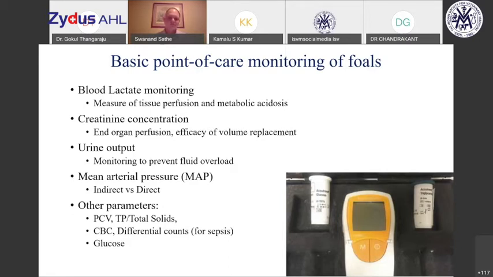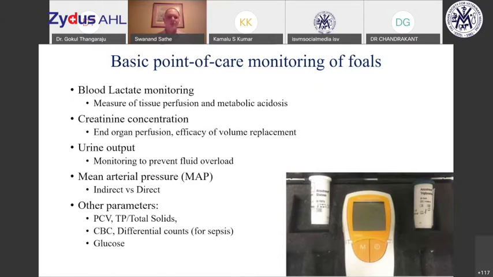Besides these parameters, we measure other parameters like packed cell volume, total proteins, and total solids. In cases of septic foals, we do a CBC, a complete blood analysis. We like to do differential counts and look for signs of sepsis like a shift to the left. And then more critically, we measure glucose concentrations. Foals do not have high glucose reserves, and hence they become hypoglycemic within a matter of hours.